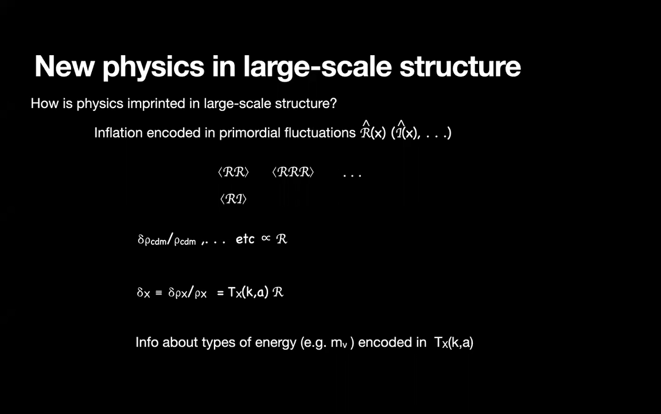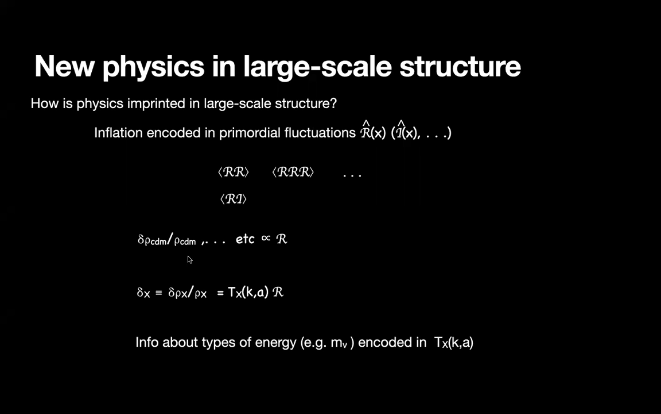So how is this physics imprinted in large scale structure? Well, information about inflation is encoded in primordial fluctuations, for instance, the primordial curvature field, or maybe if different types of matter density are allowed to fluctuate independently, we could have isocurvature fluctuations. And the quantities that we can measure to learn about this era are correlation functions. So 2-point functions, 3-point functions, and so on, or cross power spectra if there are independent fluctuating quantities.